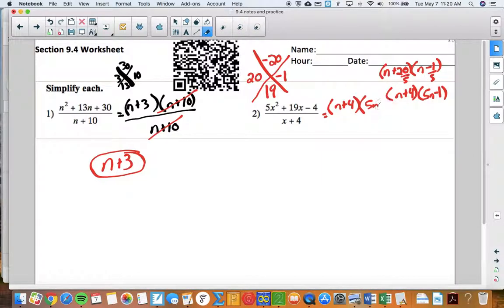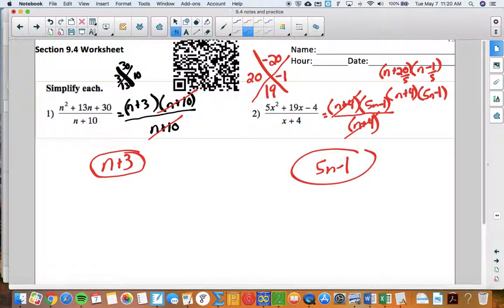Oop, that's 5n minus 1 divided by... oops, I was using n's, I guess, from the last problem. These are supposed to be x's. I'm going to switch this to an n plus 4 on the bottom, so I'm using the same variable, although they should all be x's. So we have a common factor. N plus 4 is a factor on the top and a factor on the bottom, so we get 5n minus 1, final answer, or 5x minus 1.